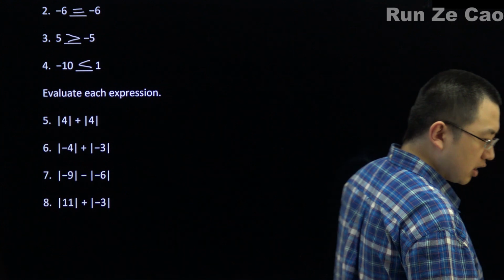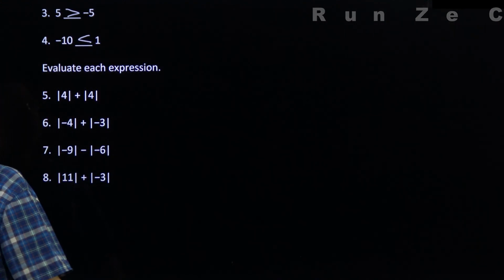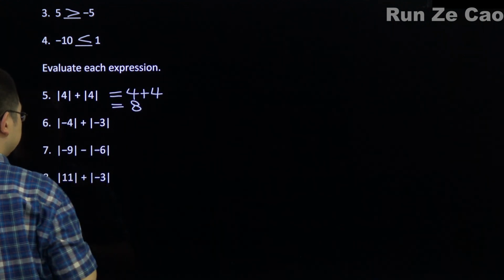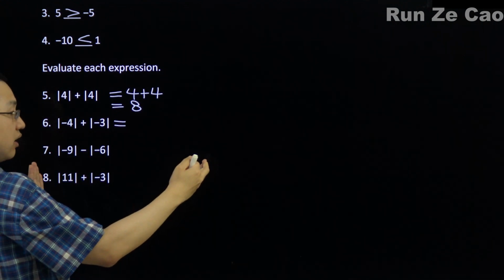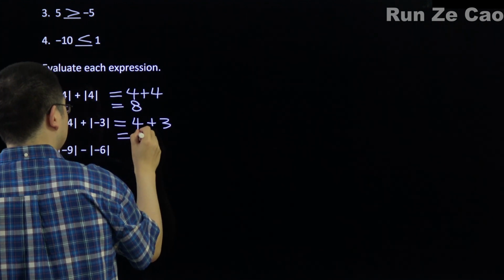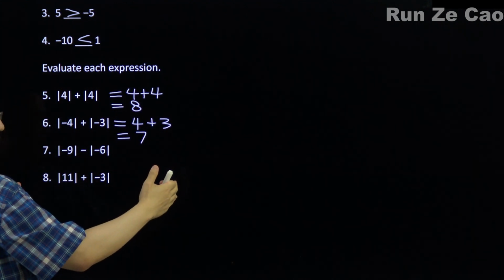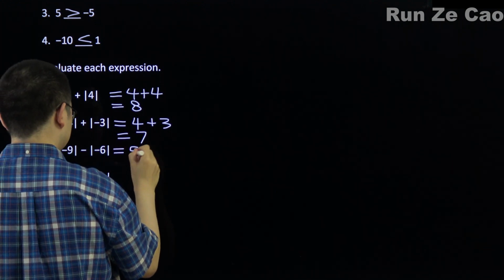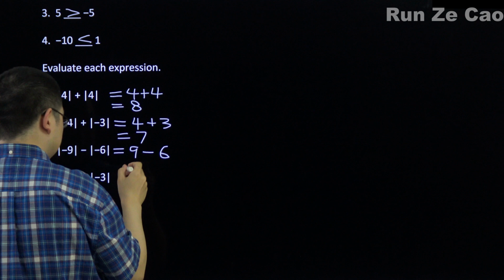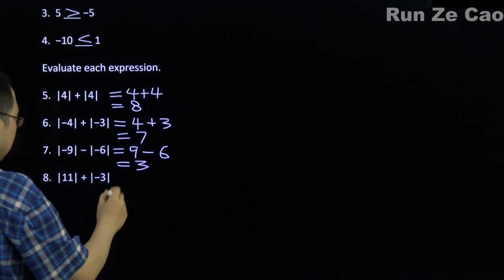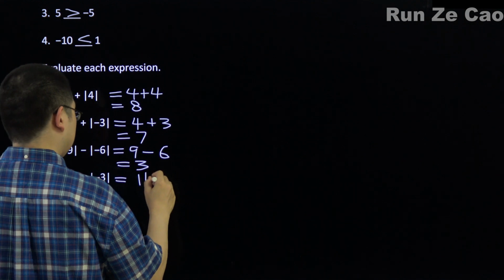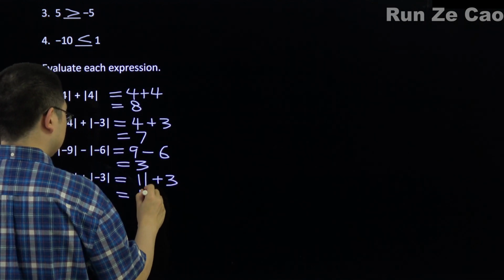Now evaluate each expression. The magnitude of 4 plus the magnitude of 4. That's equal to 4 plus 4, which is equal to 8. The magnitude of negative 4, well, negative 4 is 4 away from 0, so 4, plus the magnitude of negative 3, that's 3 away from 0, so 4 plus 3 equals 7. The magnitude of negative 9, that's 9 away from 0, minus the magnitude of negative 6, that's 6 away from 0, so 9 minus 6 is equal to 3. Magnitude of 11, that's 11. And the absolute value of negative 3, that's just 3. So 11 plus 3 is equal to 14.